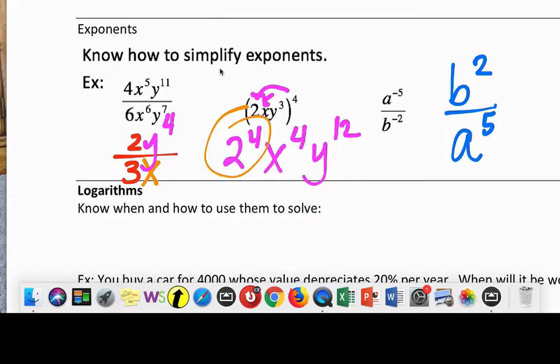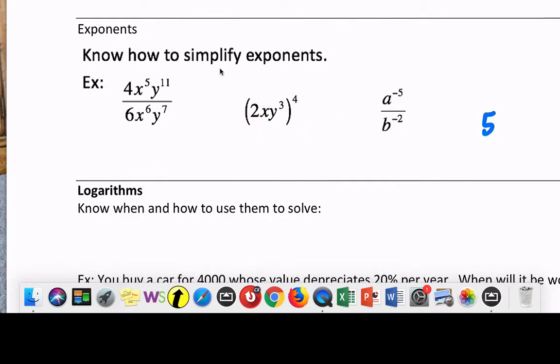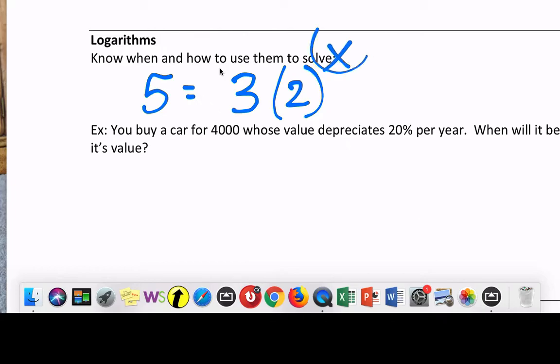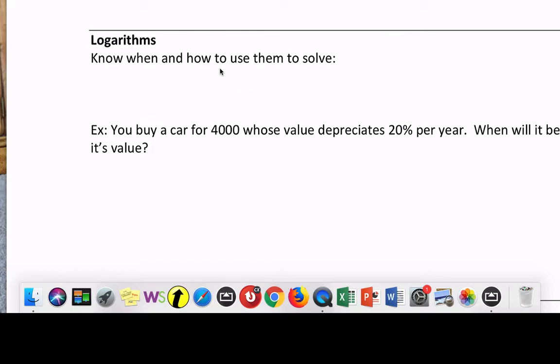Near the end of the chapter we looked at logarithms. Know when and how to use them to solve an exponential. You're going to use a logarithm whenever the variable that you want is in the exponent. So for example, let's say we had 5 equals 3 times 2 to the x. When x is in the exponent, you can use a log to solve. We also looked at using guess and check. When the variable is in the exponent, the log is the inverse and it undoes the exponent.